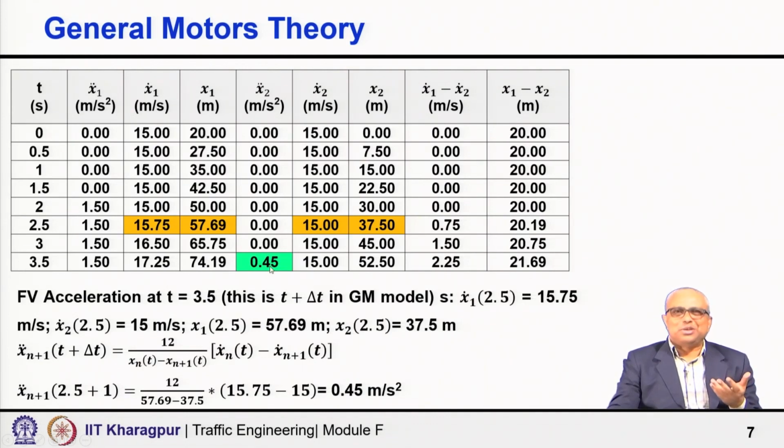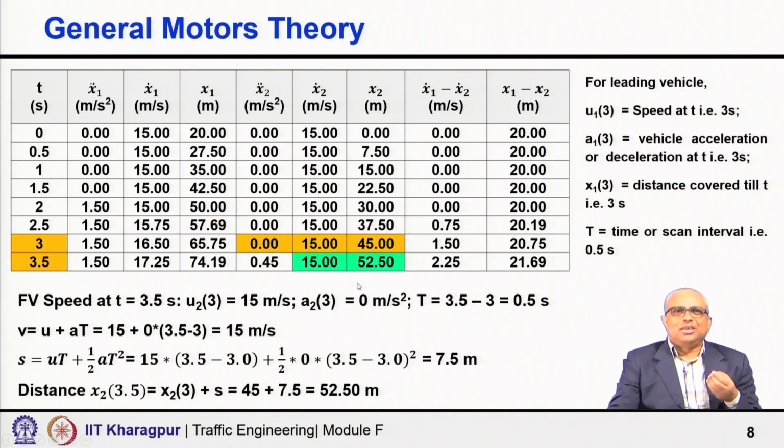Exactly in the same way, now you can calculate all the cells in this column x 2 dot, that means the response of the following vehicle. Next it will be x 2 dot and x 2. We are now going to explain how you can calculate x 2 dot and x 2.